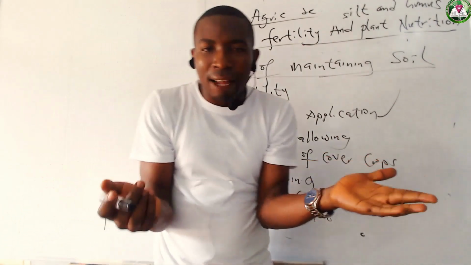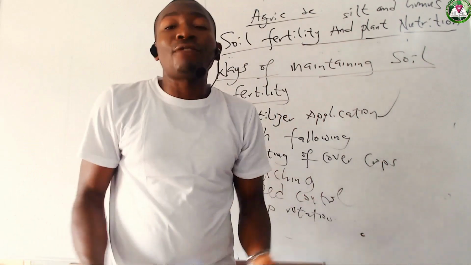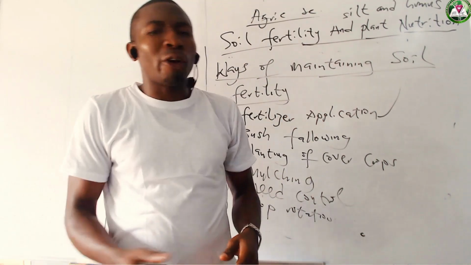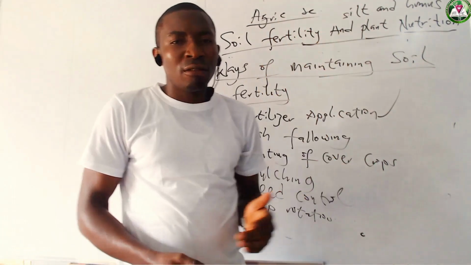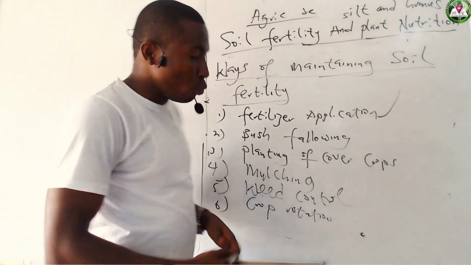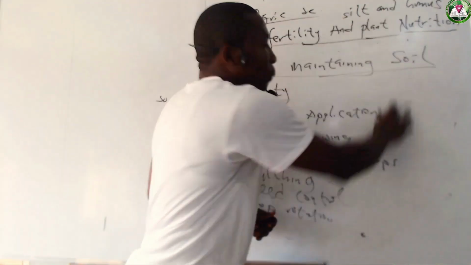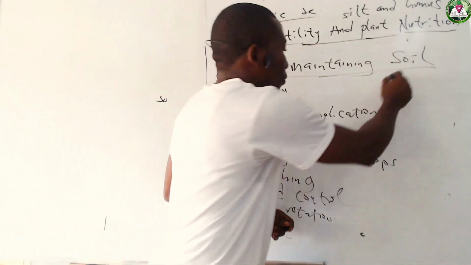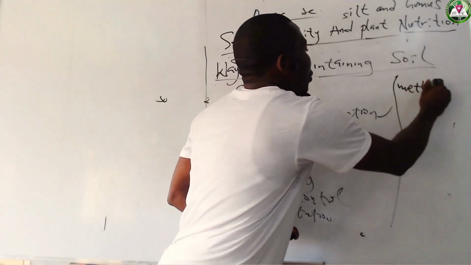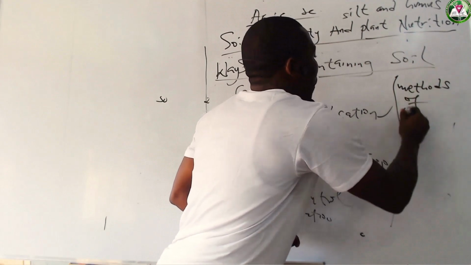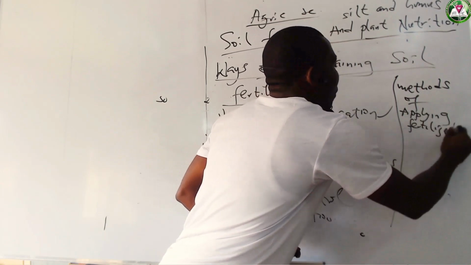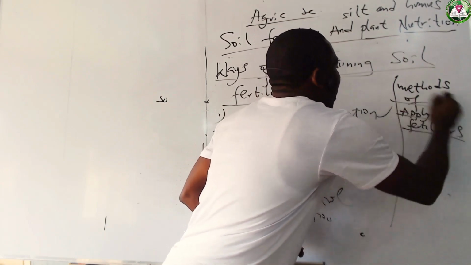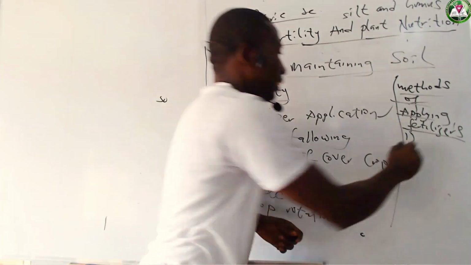Another thing you need to know as a farmer is the ways of applying this fertilizer. It's one thing to have fertilizer, just like this farming season we are in now, and it's another thing to apply it. We have basically about 5 ways of fertilizer application. Methods of applying fertilizers. Number 1 is top dressing.